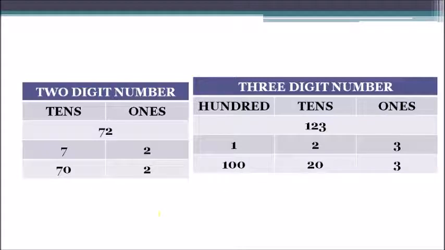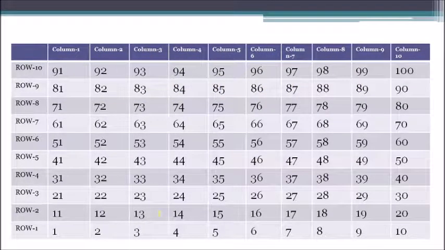We have now revised our previous knowledge. Now let's move forward towards the game. Okay, I already said in the beginning that for this game we need a number grid, a number table, and it looks like this. You can see it on the screen. In this table some rows are there and some columns are there.